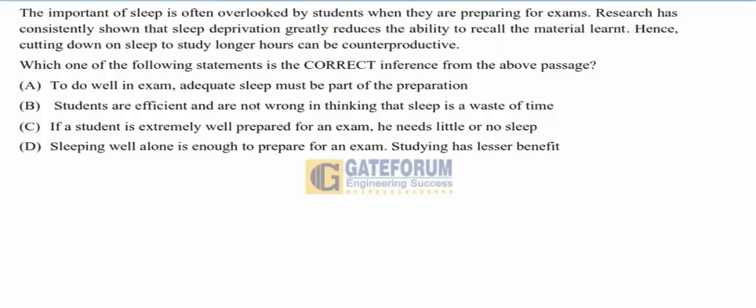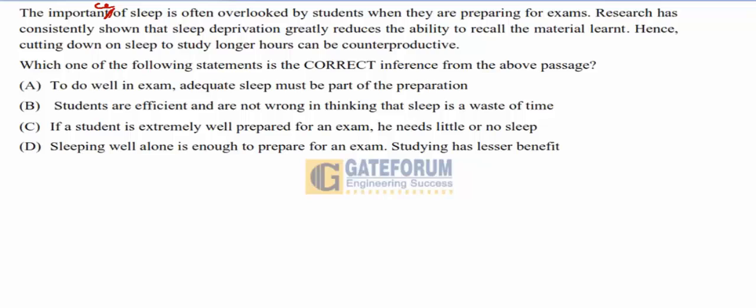The importance of sleep is often overlooked by students when they are preparing for the exam. Research has consistently shown that sleep deprivation, which means lack of sleep, greatly reduces the ability to recall the material learned. Hence, cutting down on sleep to study longer hours can be counterproductive, meaning it does not yield results.